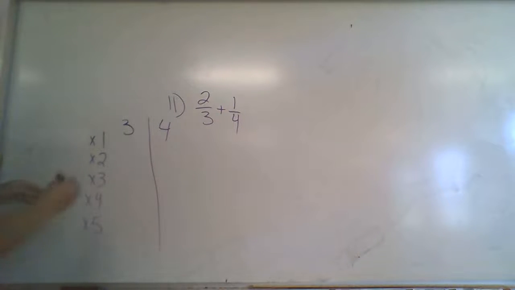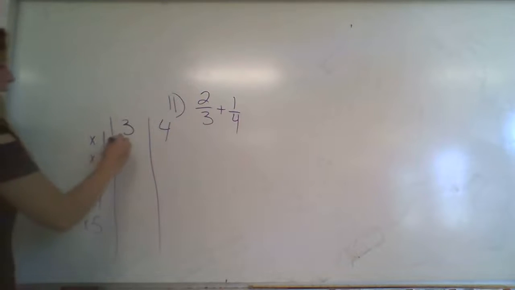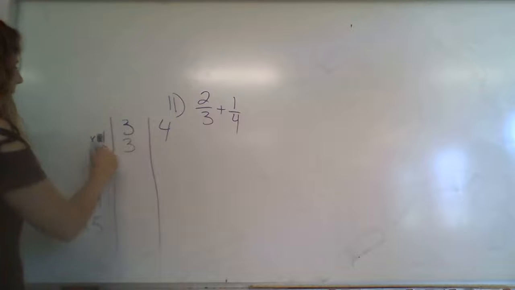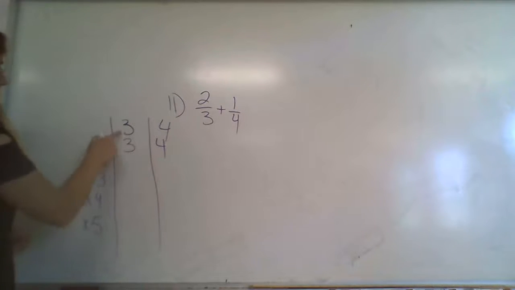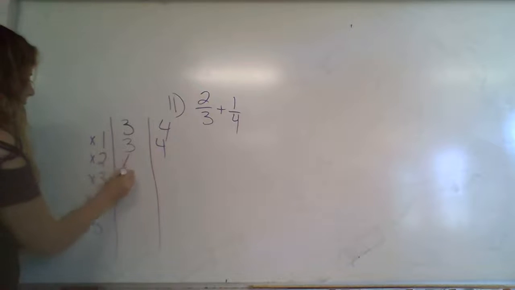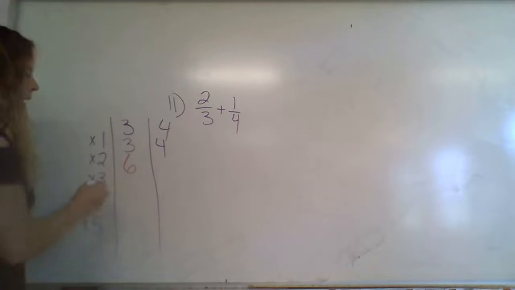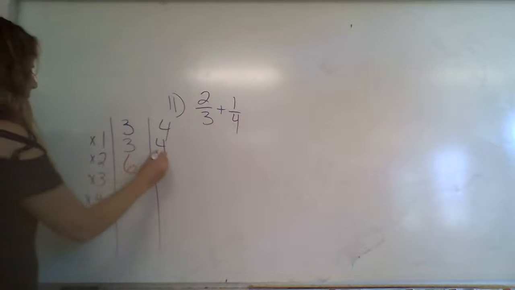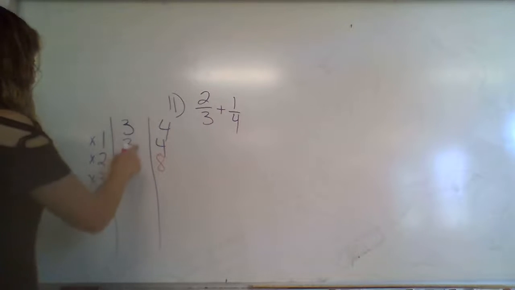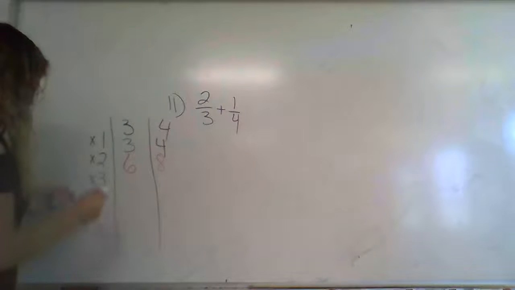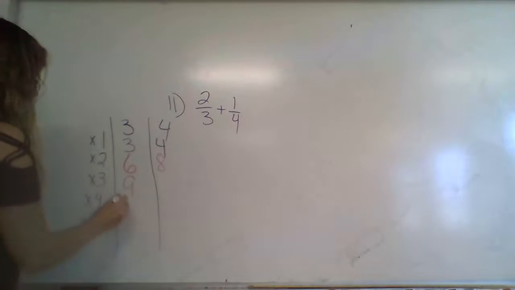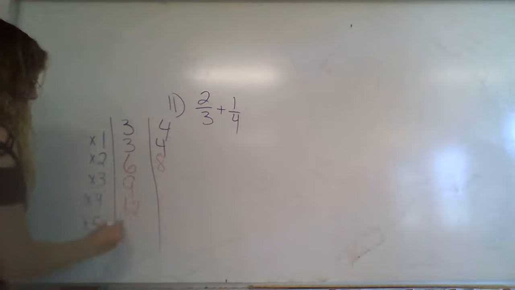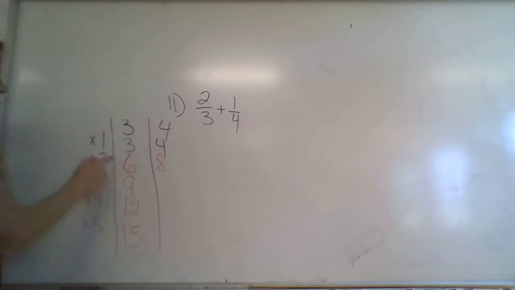3 times 1 is 3. 4 times 1 is 4. Do a different color. 3 times 2. Can we see that? Yeah. And 4 times 2 is 8. So you're just going up by multiples. 3, 6, 9, 12, 15. Okay, going up by 3s.